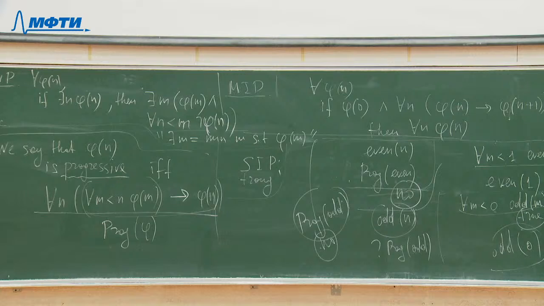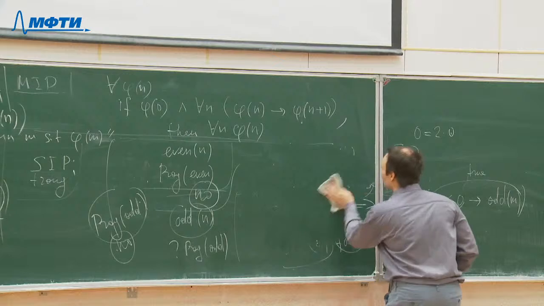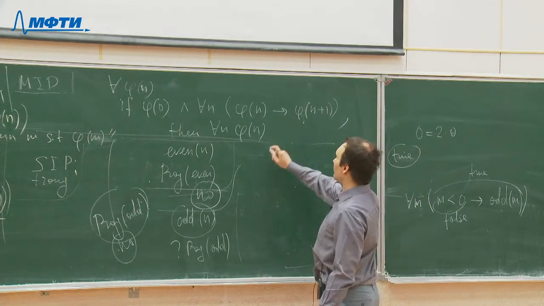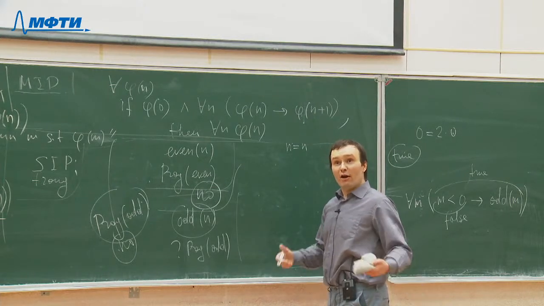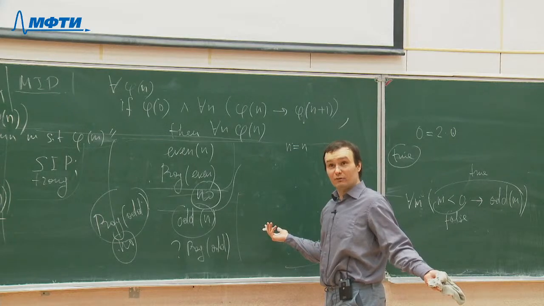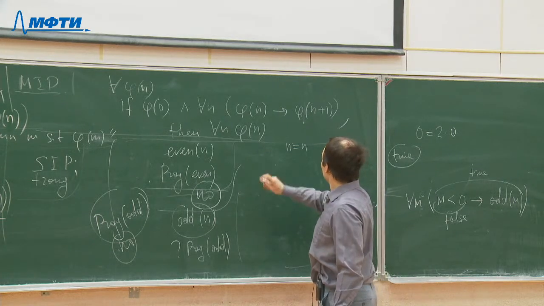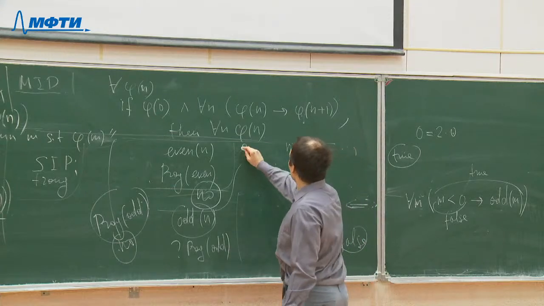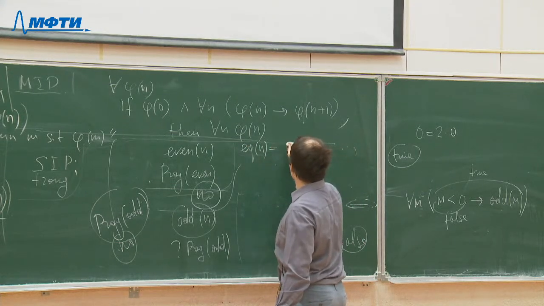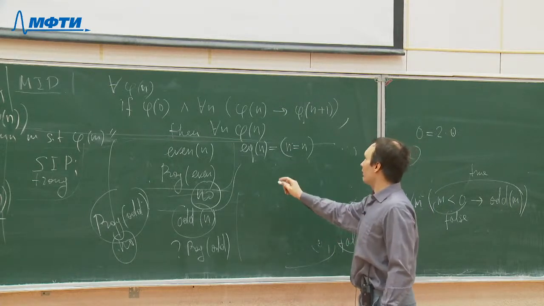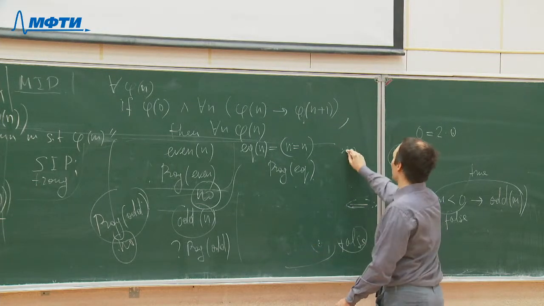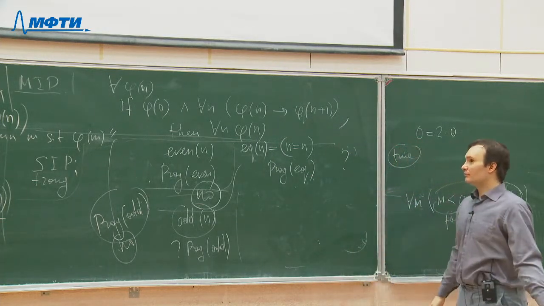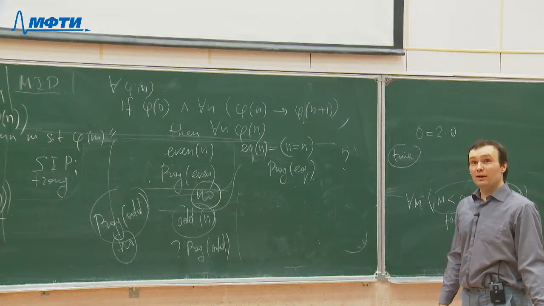Interesting. What else? Say, what if we consider the following property, something trivial? I don't know, n equals n. You know, every natural number equals itself. Let's denote this property somehow, Ec of n. Is this property progressive? Most surely.